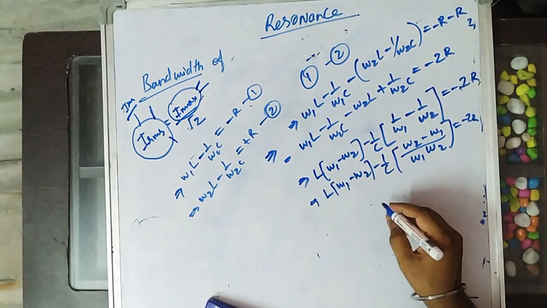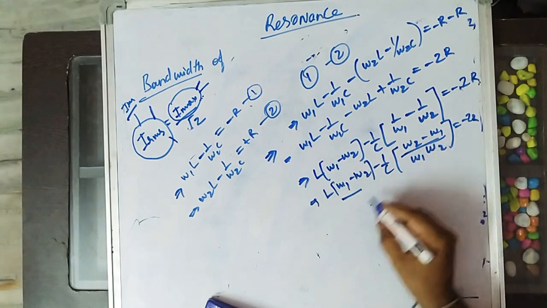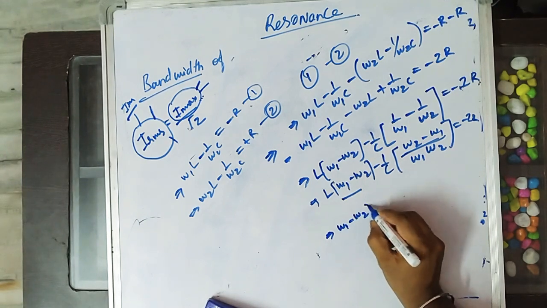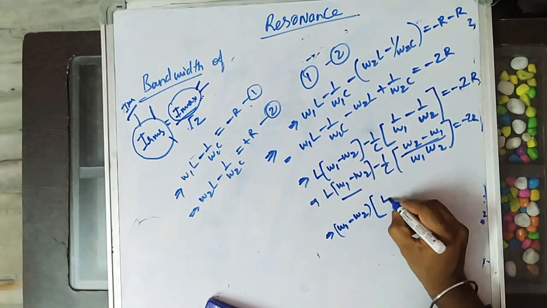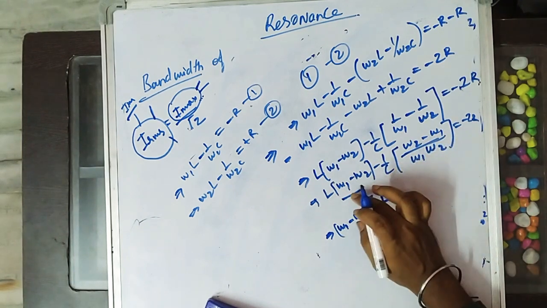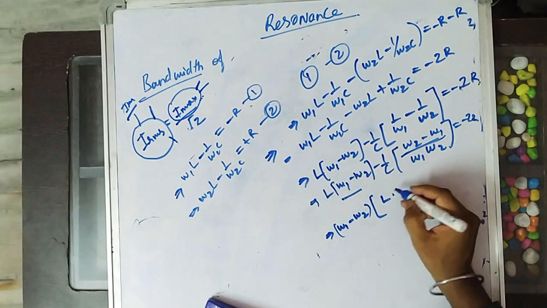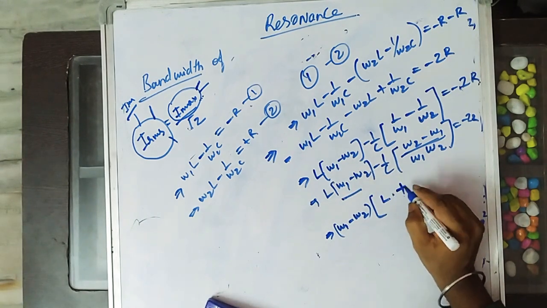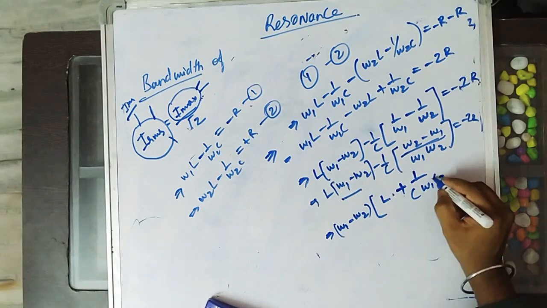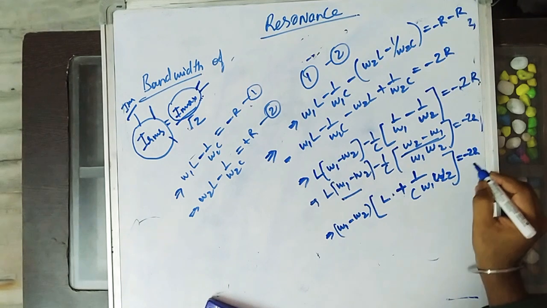Now if you take omega 1 minus omega 2 common, this is omega 2 minus omega 1, here is omega 1 minus omega 2. We took common omega 1 minus omega 2. Then this will become plus 1 by C into omega 1 omega 2, is equal to minus 2R.